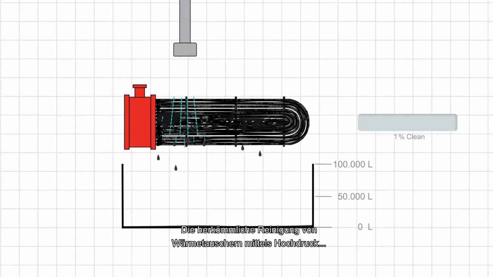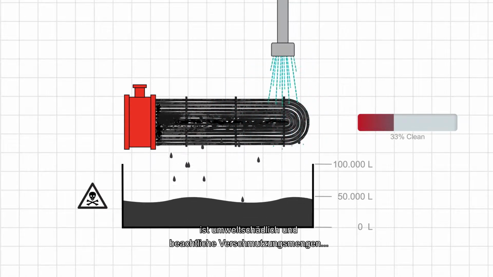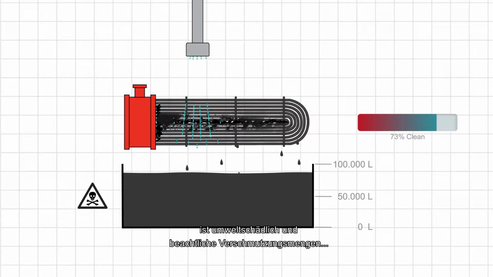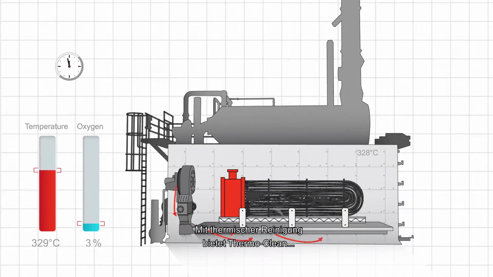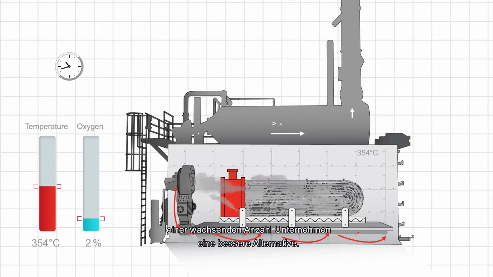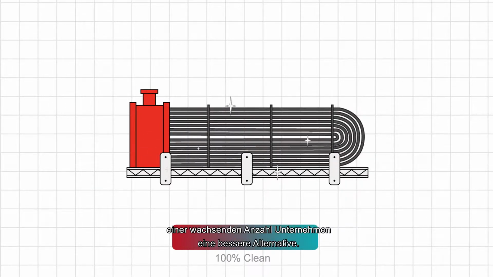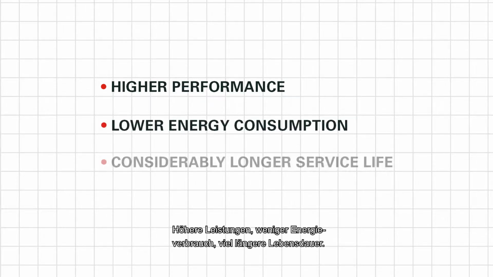The cleaning of heat exchangers is traditionally done with high-pressure water, a perilous and polluting method that leaves a sizable portion of the contamination on or inside the heat exchanger. With thermal cleaning, Thermo-Clean offers a growing number of leading companies a much better alternative. The main benefits are a higher performance, a lower energy consumption, and a considerably longer service life.